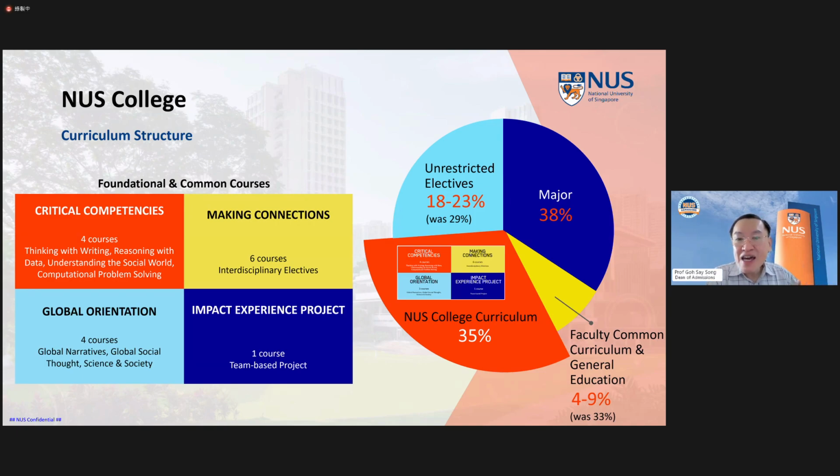So basically, what you have here is that you have major requirements, it will still be there, and the NUS College unique curriculum will replace some, if not most, of your common curriculum in the faculty. So that's why you see that there's this part that can be used to replace what you have in the common curriculum of the respective faculties. And for those that cannot be replaced, you will take up some of your unrestricted elective space. There will still be space for you to do other things.